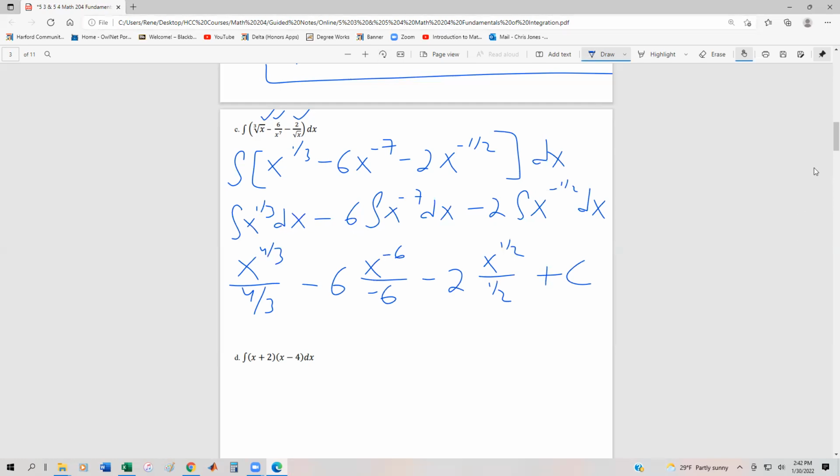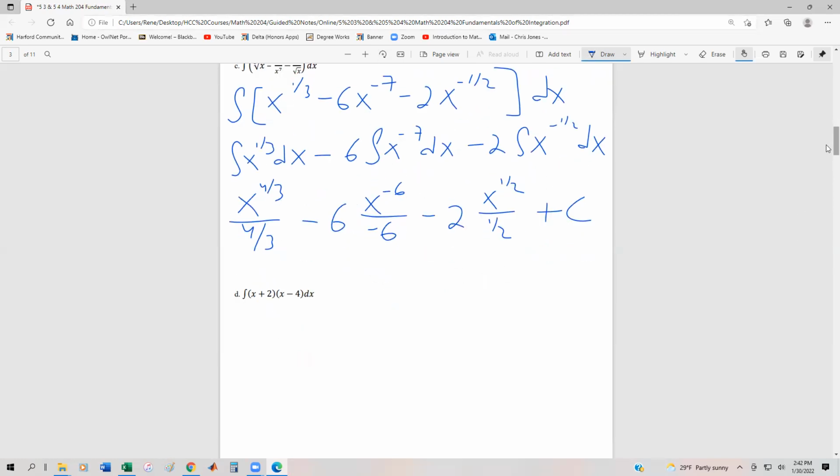Finally, we're going to clean this up. And to clean this up, we're going to take the reciprocal. So this is going to become 3/4. And then if we wanted to move it back as a radical expression, that would become the 3rd root of x to the 4th power. The -6's are going to cancel out. We have x to the -6, which we could write as 1 over x to the 6th. 2 divided by a half is going to turn into 2 times 2. We have a negative, that's 4. We can make the x to the 1/2 into a square root of x, and then we have a plus c.